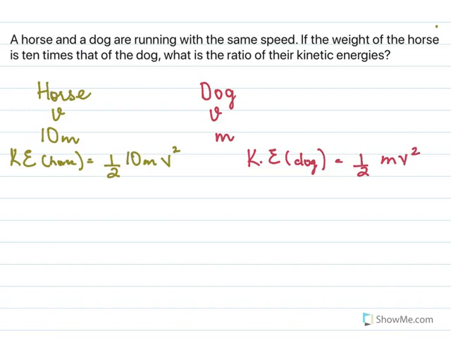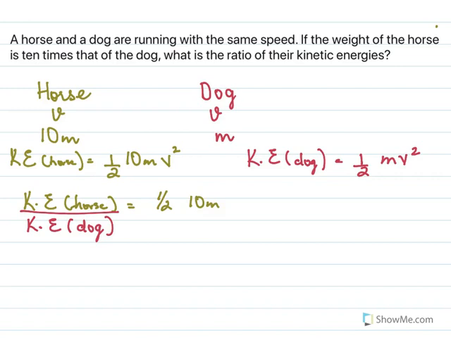We need to find the ratio of the kinetic energy. Means we need to find kinetic energy of horse over kinetic energy of dog. So kinetic energy of horse is half 10m v square over that of the dog, half mv square. So half will cut off. So the ratio will be 10 over 1. So ratio is 10 is to 1.